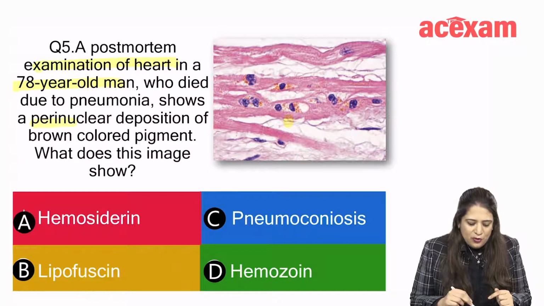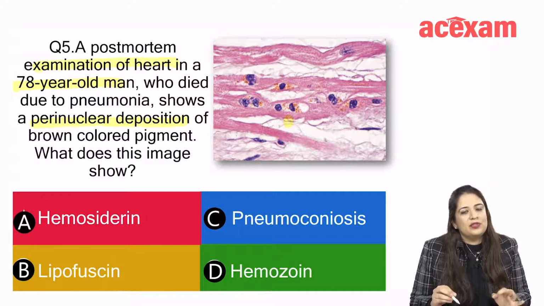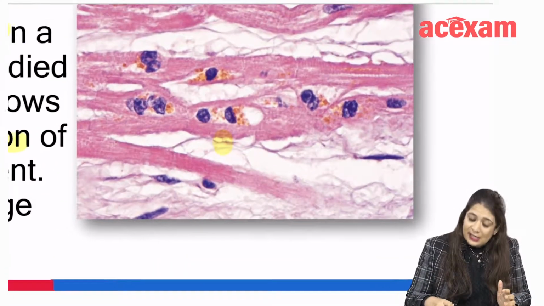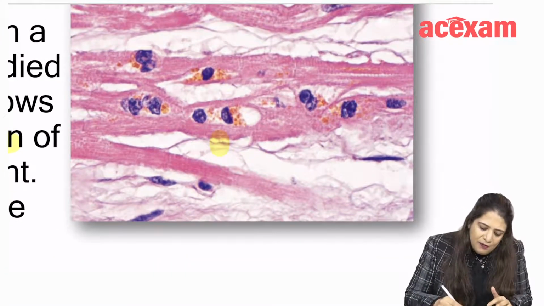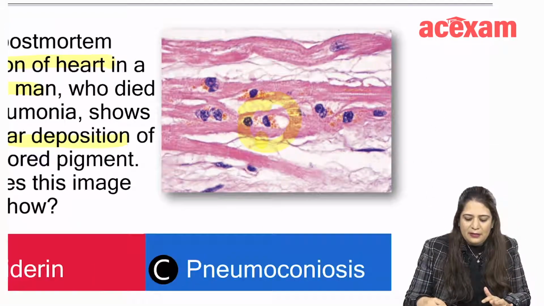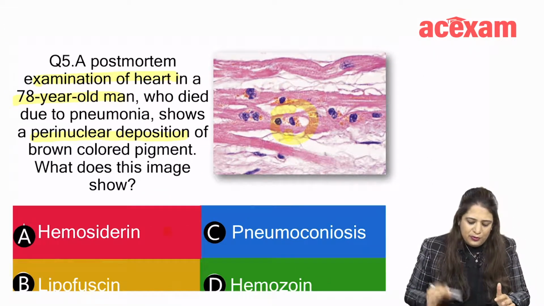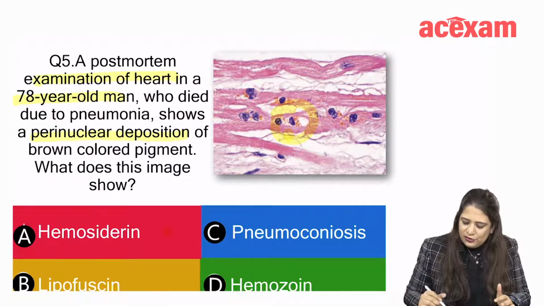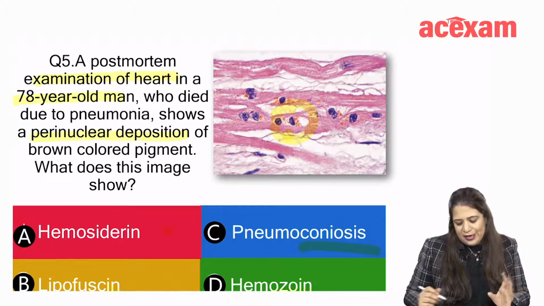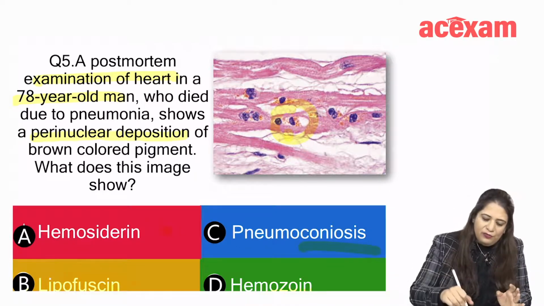So they show that there is perinuclear deposition of some yellow-brown pigment. And what is this pigment? So pigment deposition also you should know, and especially in an aging individual with perinuclear deposition, which is this pigment. Is it hemosiderin? Is it lipofuscin? Is it pneumoconiosis? Or is it hemozoin? So the answer is simple, and it is lipofuscin.